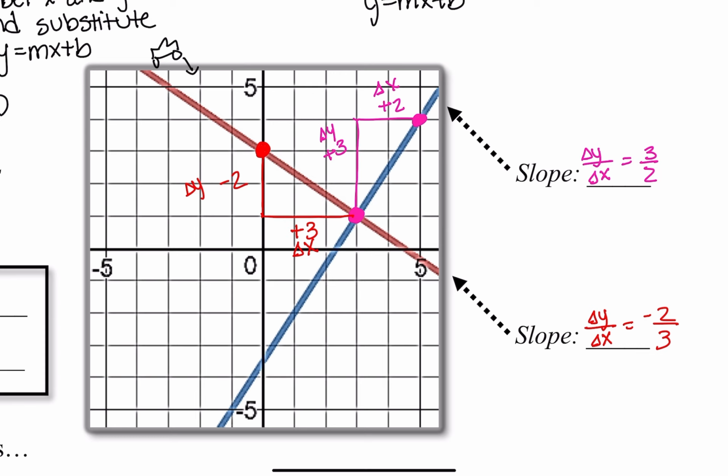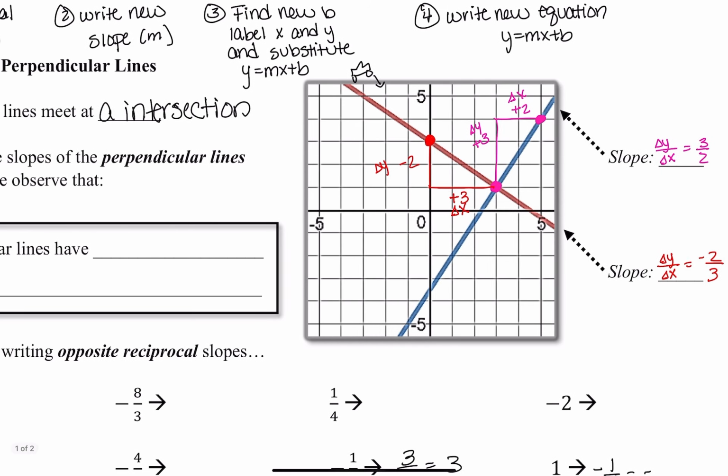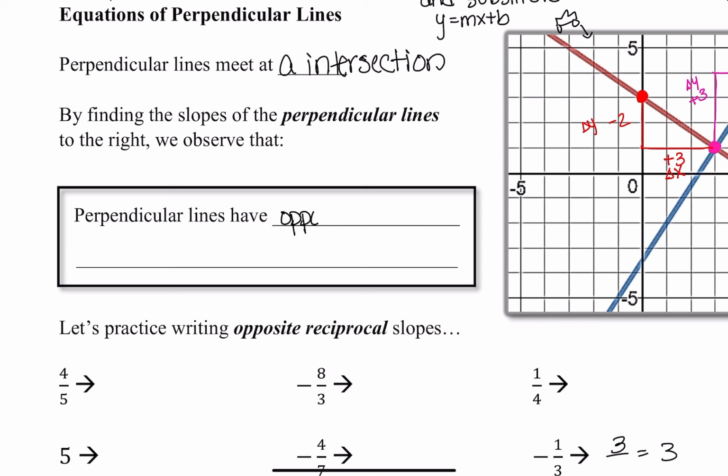What do I notice about these two slopes? Unlike parallel lines, which have the same slope, with this one your fractions are flipped. Well, we don't say flipped anymore. We say reciprocal. And it's also the opposite sign. My blue line is a positive slope, and my red line is a negative slope. So that's the difference with perpendicular lines. What you're going to do is write here: perpendicular lines have opposite sign and reciprocal.